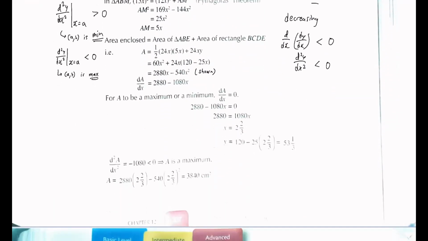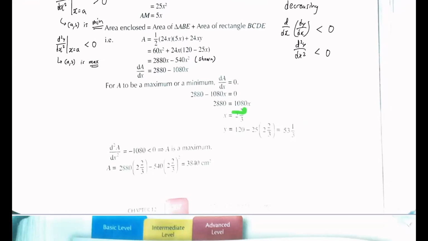Okay, moving on. So now how do you tell that at x equals 2/3, we will obtain a maximum for the area? What we do is a second derivative test or a first derivative test table. Here, they decided to use the second derivative test. If you presented your working nicely, you can recover your first derivative over here, which is 2880 minus 1080x. Then to find the second derivative is just one line, I mean, just one number. Isn't that very convenient?